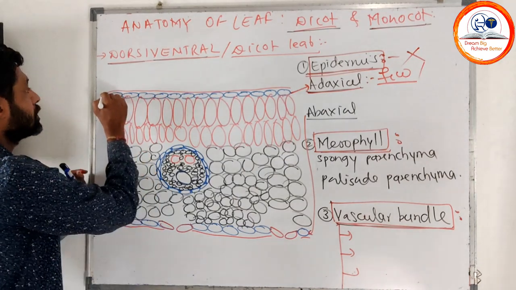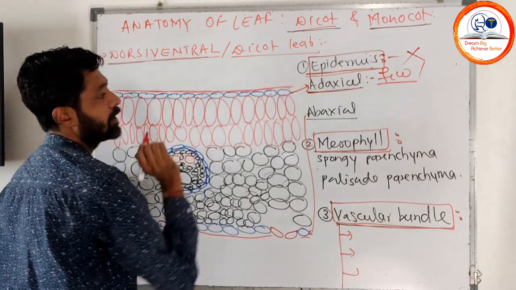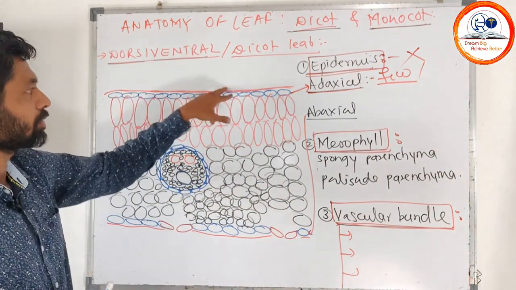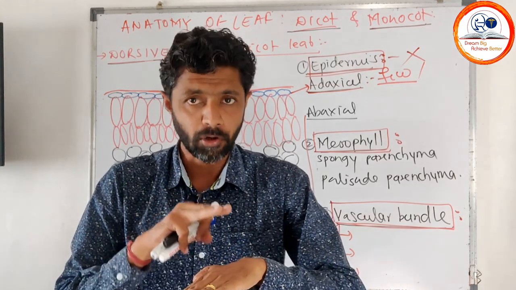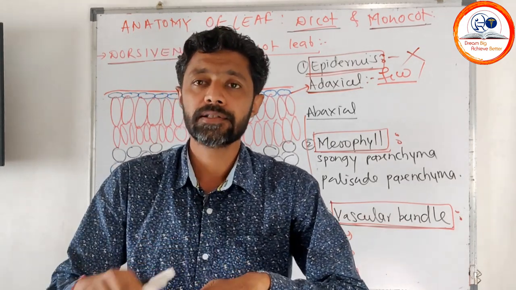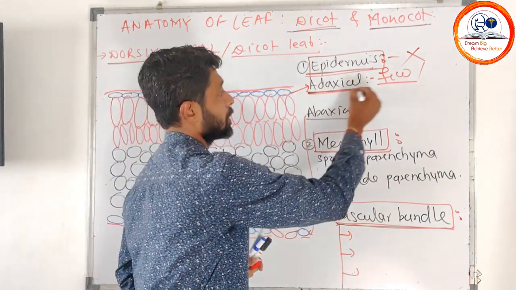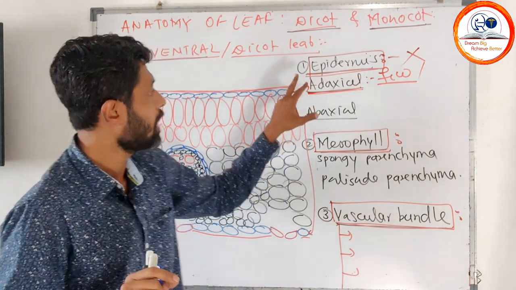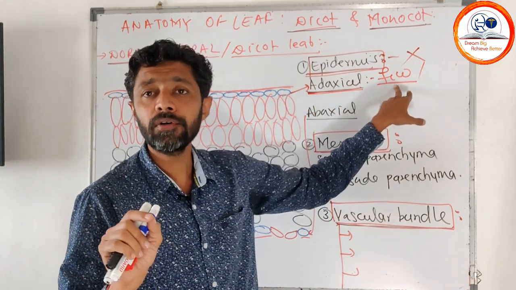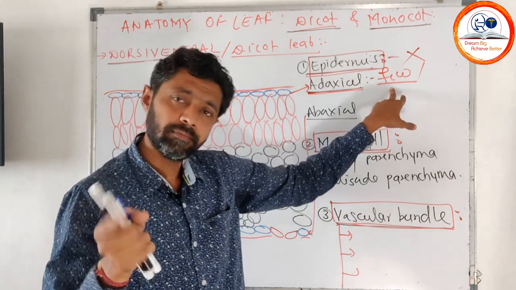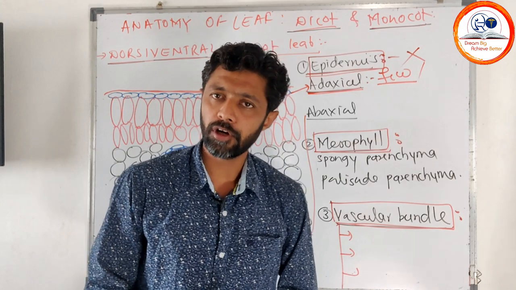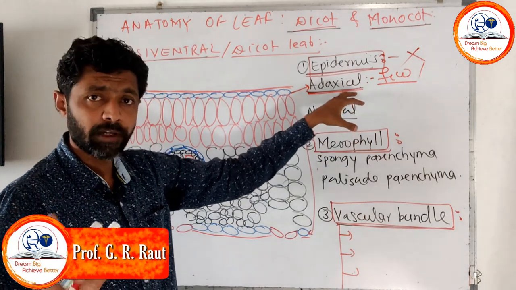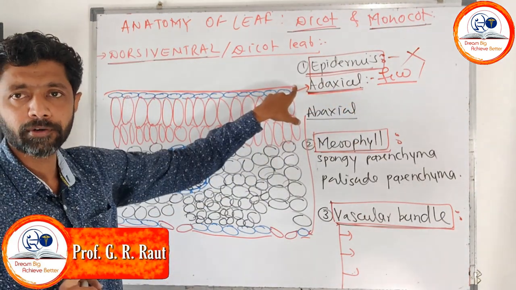This layer has a waxy cuticular covering. Here there is a presence of cuticle. Both upper epidermis and lower epidermis will have cuticle. Leaf will have a distinct conspicuous cuticle. So this is your upper epidermis, a single layer of compactly placed elongated cells without or with few stomata. Most of the time stomata will remain absent on the adaxial surface of dorsiventral leaves, but sometimes they could be present, very few in number, and there is a waxy cuticular covering.